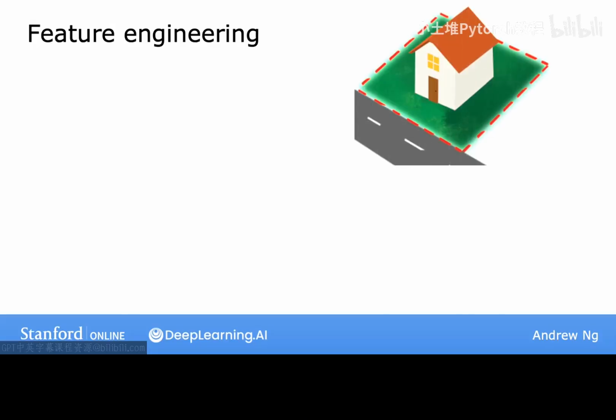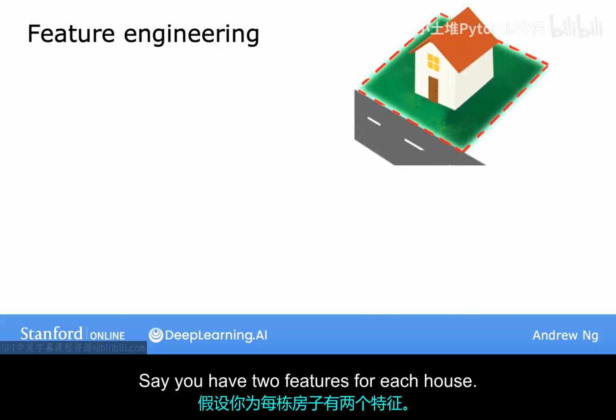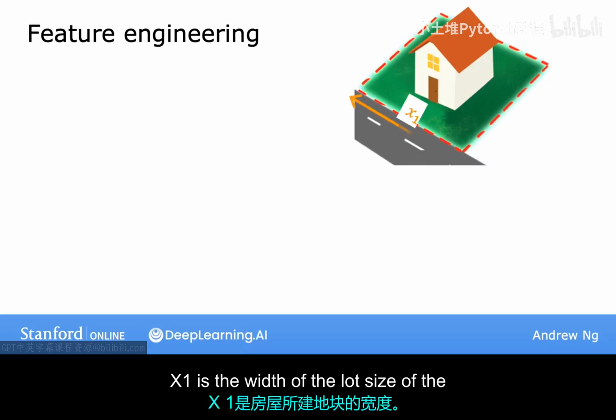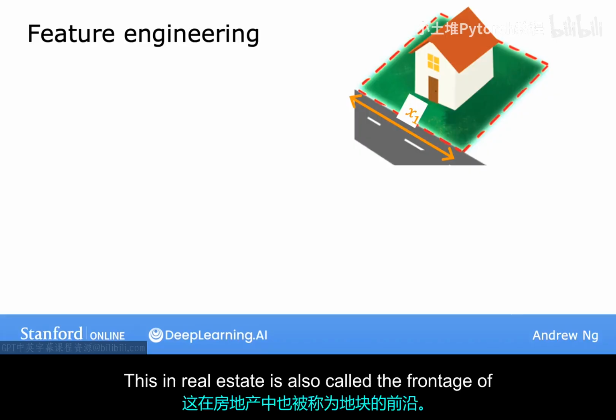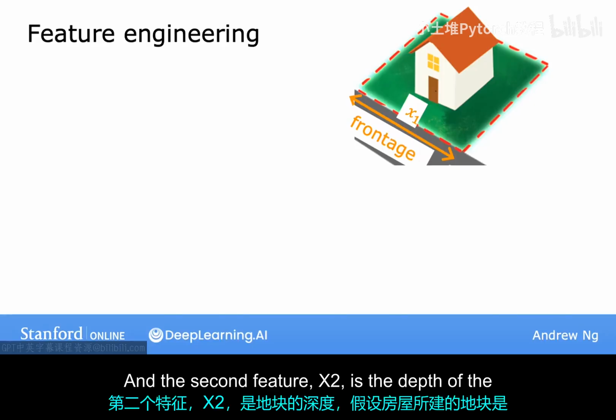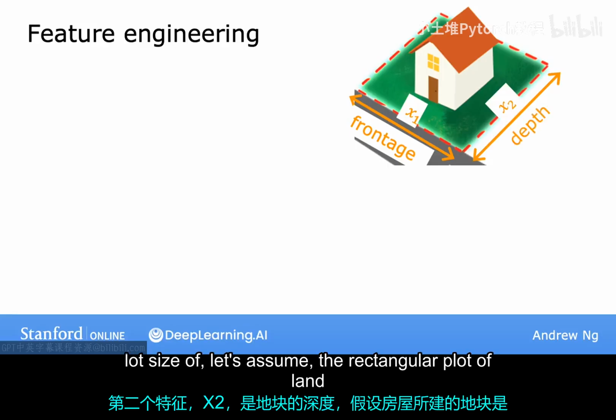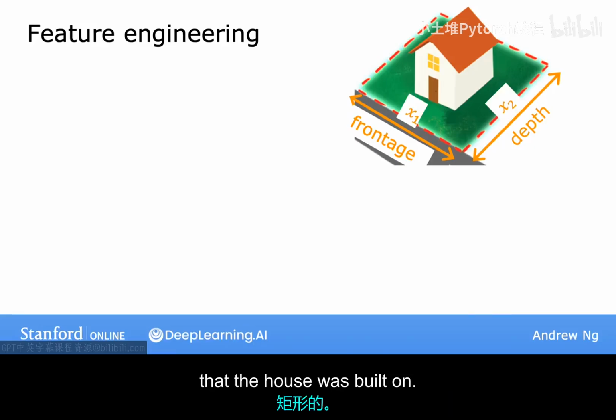Let's take a look at feature engineering by revisiting the example of predicting the price of a house. Say you have two features for each house. X1 is the width of the lot size of the plot of land that the house is built on. This in real estate is also called the frontage of the lot. And the second feature, X2, is the depth of the lot size of, let's assume, the rectangular plot of land that the house was built on.